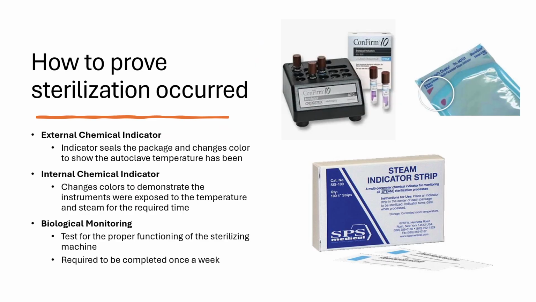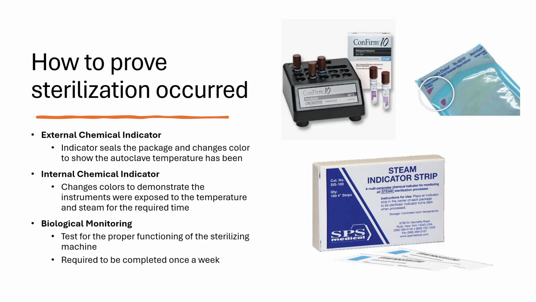Okay, so we have to prove that the instruments have been sterilized, okay? And we do it kind of two ways. So take a look at the upper right picture. You see a bag and it's circled and it kind of looks like pink, okay? The one that looks like it's inside the bag is considered the internal chemical indicator, and the one that looks like it's above near the seal, that's considered the external chemical indicator.